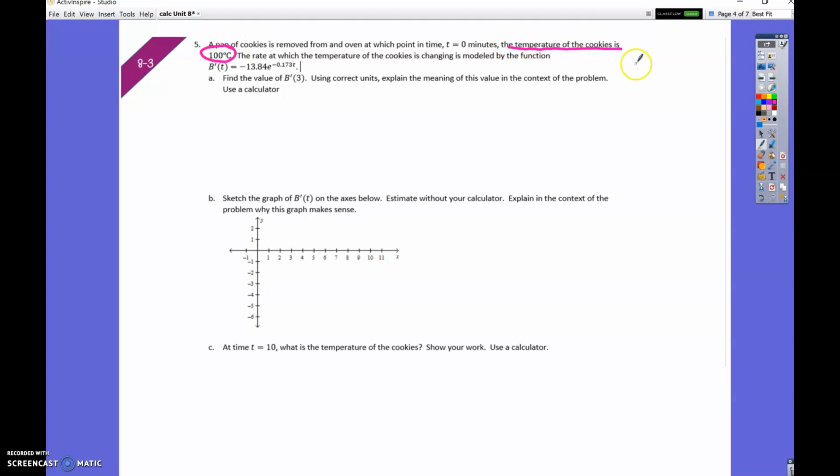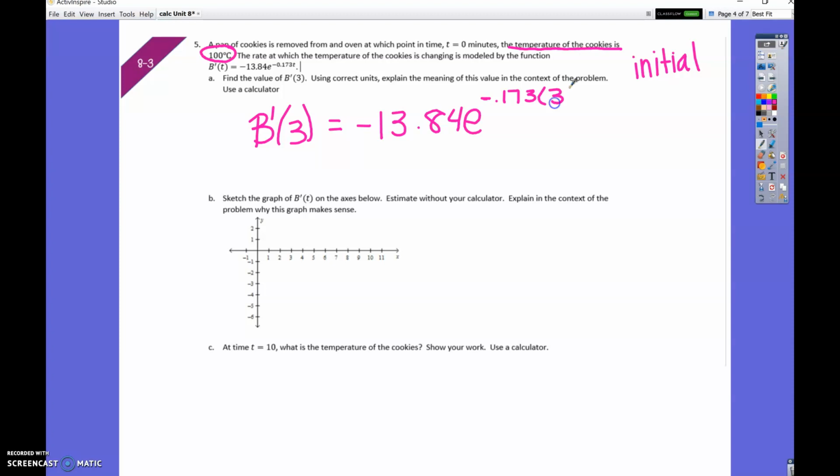So that's like our initial condition. That's something important to keep in mind. Now, the rate at which the cookies are changing is this B prime equation. The value of B prime means we're just going to plug that number in. So B prime of 3 would be our negative 13.84, and then plug in our 3. So you'll have a calculator and you can plug it in and get your value, which is negative 8.236 degrees Celsius per minute.